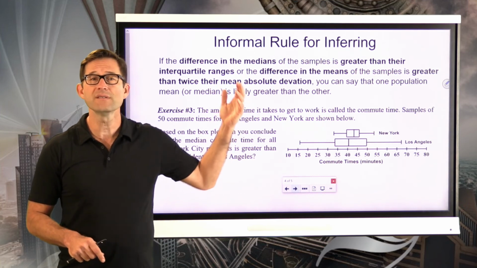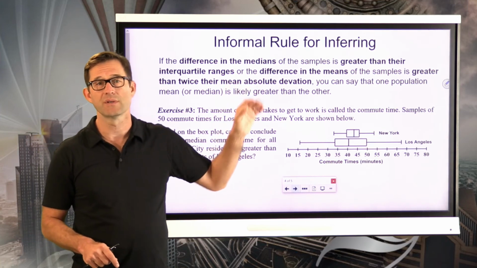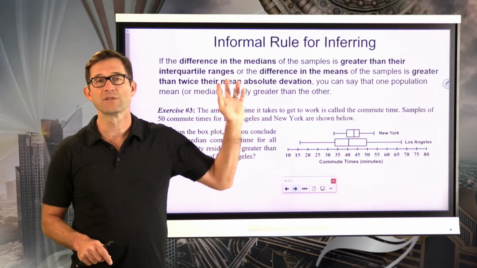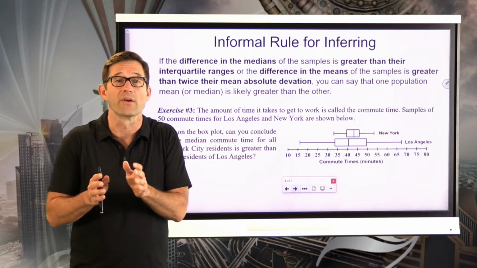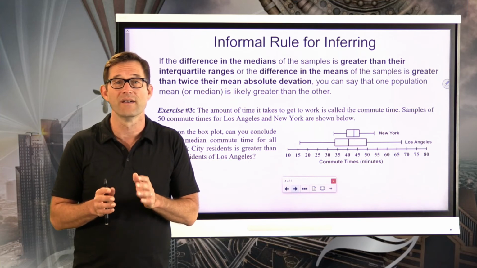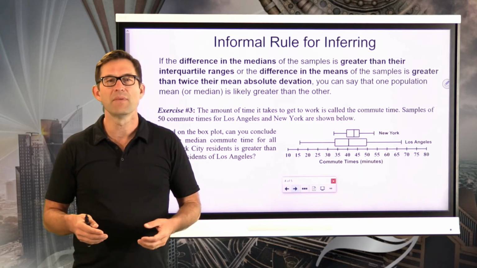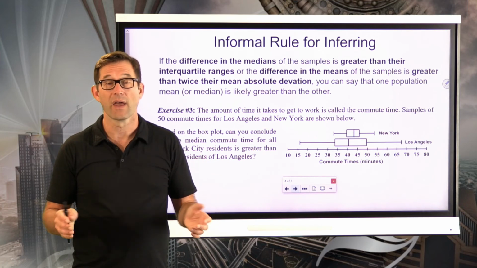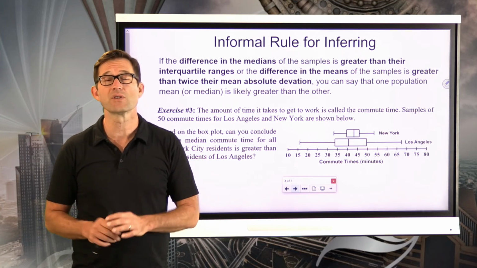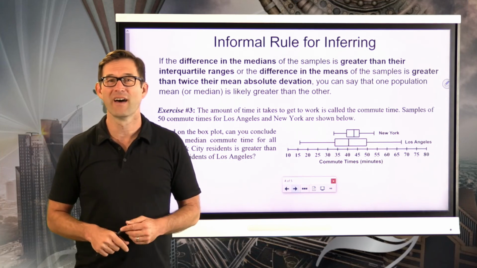Okay, but this is a good rough rule of thumb. The problem really becomes when you're close. What happens when the difference between the medians is right around their interquartile range, or the difference between the means is right around twice the MAD, but maybe not quite? Then it becomes way more fuzzy. Hopefully you'll never be faced with a situation like that at this level. Maybe later on when you do stats, but not at this level.